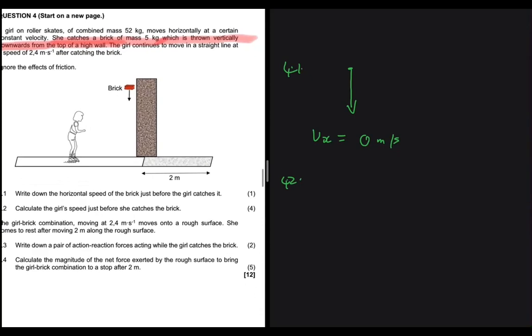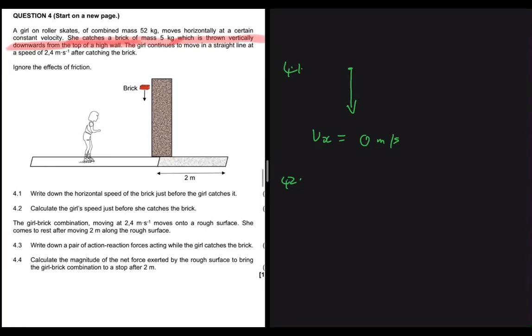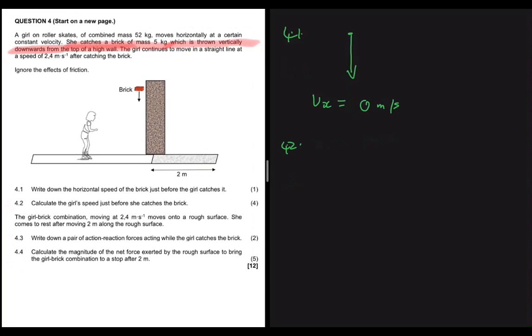And then now moving to the next question, 4.2. 4.2 is saying let's calculate the girl's speed just before she catches the brick. So let's go through the question statement and have an idea of what is going on. We are told here that a girl on roller skates of combined mass 52 kg moves horizontally at a certain constant velocity. So we have some mass which is 52 kg, and the velocity is unknown, right? And then it goes on to say that she catches a brick of mass 5 kg. So we have a mass of the brick which is 5 kg.